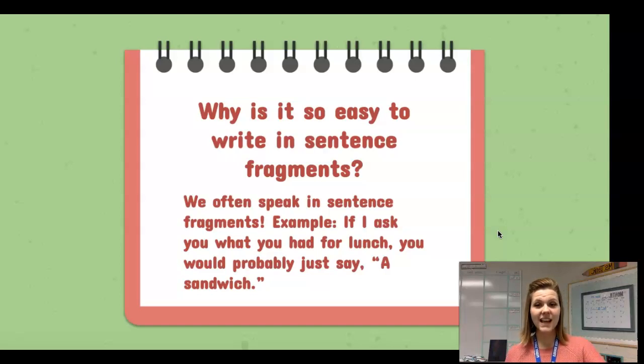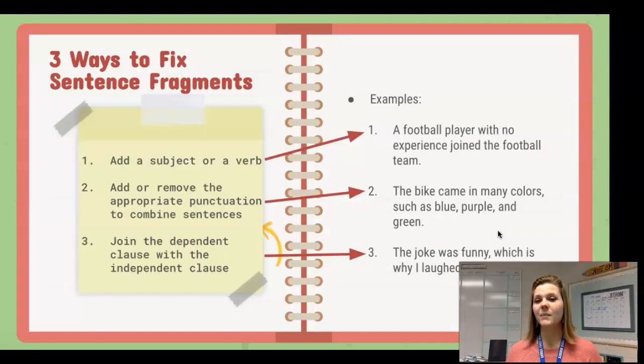So now on these next few slides, I want to talk about the 3 different ways that we can fix sentence fragments when we see them in our writing. So the first way is that you can add a subject or a verb. For my example, I am looking at the first example from our very first slide. Our sentence now that we have made our fix says, a football player with no experience joined the football team. I've used that word joined, I've added a verb, and I've expressed a complete thought.